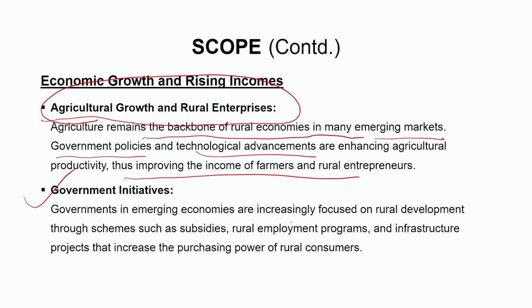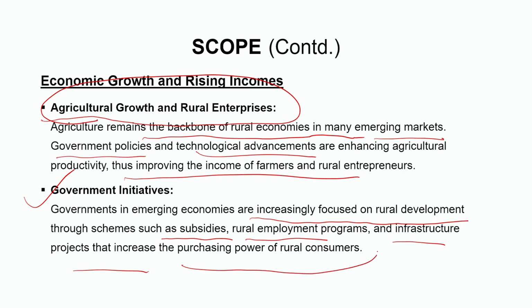The second aspect we see is the government initiatives, which are increasingly focused on rural development through schemes such as subsidies, rural employment programs and infrastructure projects that are increasing the purchasing power of the rural consumers. Because of these government initiatives, the purchasing power of the rural consumers is increasing. The source of income is available in the rural area itself. They do not need to go out of that area because rural guarantee programs are there.